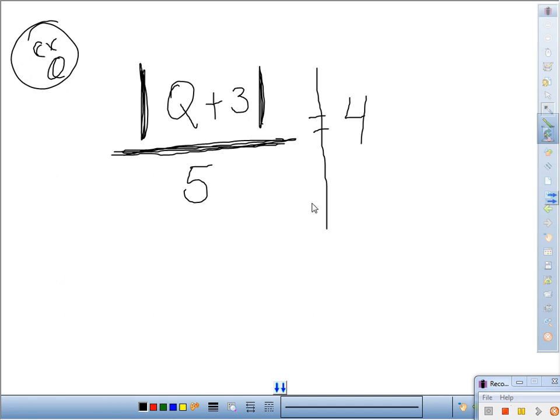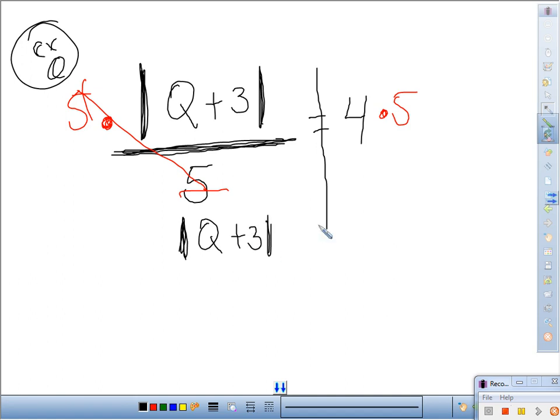Question: is there anything outside of the absolute value? Yes. What's that big number outside of the absolute value? The 5. What is the 5 doing? Dividing. So what is the inverse? Multiply times 5. 5 over 5 is a giant 1. And what does that leave us with? Absolute value of Q plus 3 equals 20. Hands if you got it to right there. Okay? If you didn't do that step, please note that I purposely did that over 5 to see if you would catch the inverse operation.